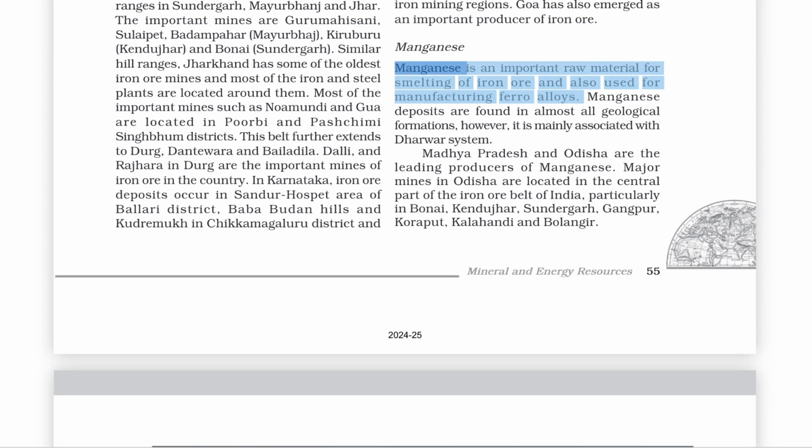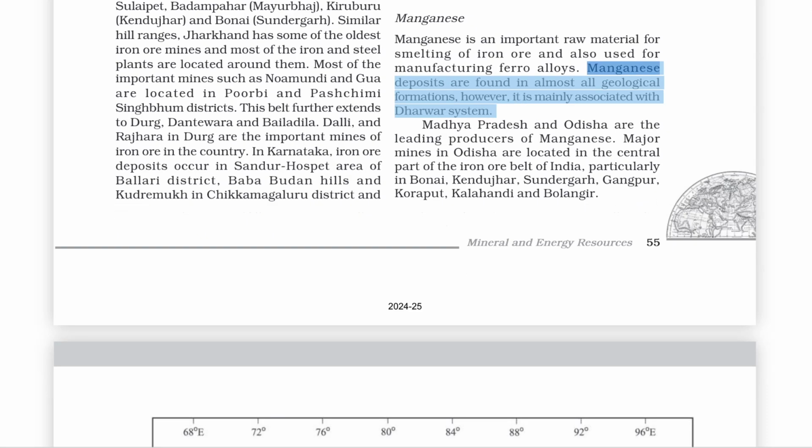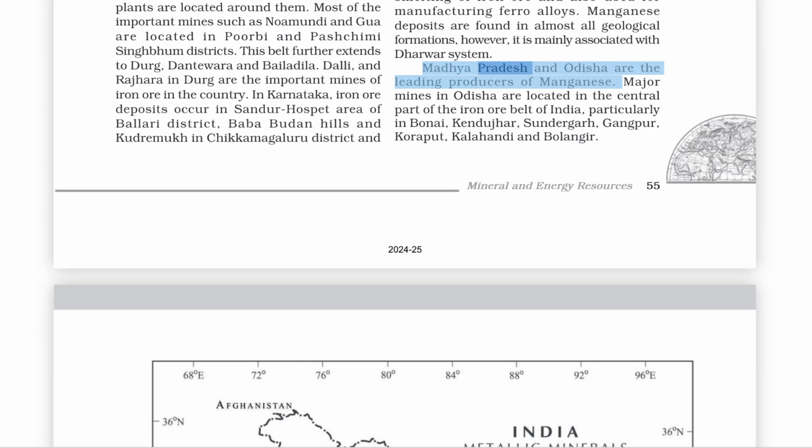Manganese. Manganese is an important raw material for smelting of iron ore and is also used for manufacturing ferroalloys. Manganese deposits are found in almost all geological formations, however, it is mainly associated with the Dharwar system. Madhya Pradesh and Odisha are the leading producers of manganese.